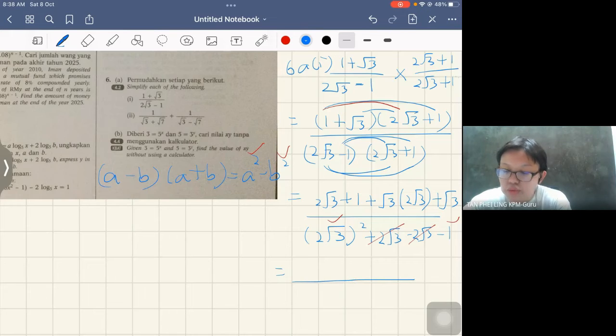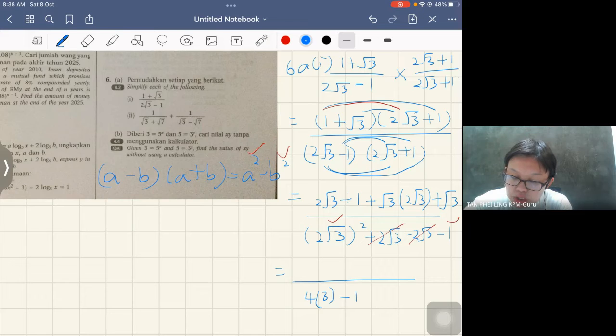Okay, 2 itself squared, you get 4. Square root 3 squared, you get 3. Are you with me? 2 squared, you get 4. Square root 3 squared, you get 3. Right? And then minus 1. This is the bottom. Okay, and then the top. Okay, now we simplify.